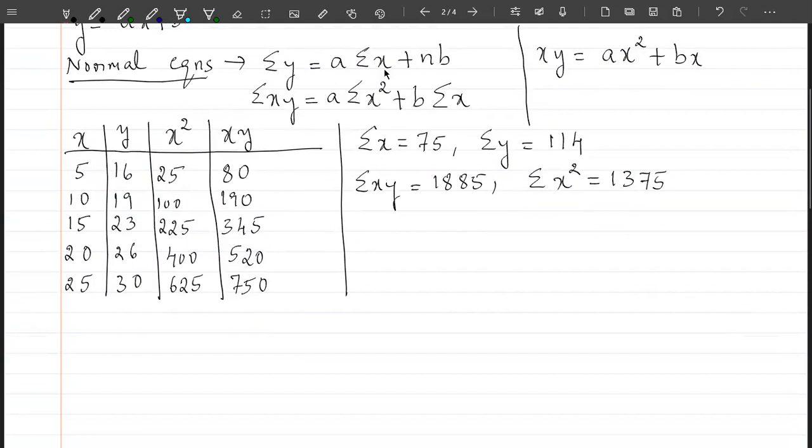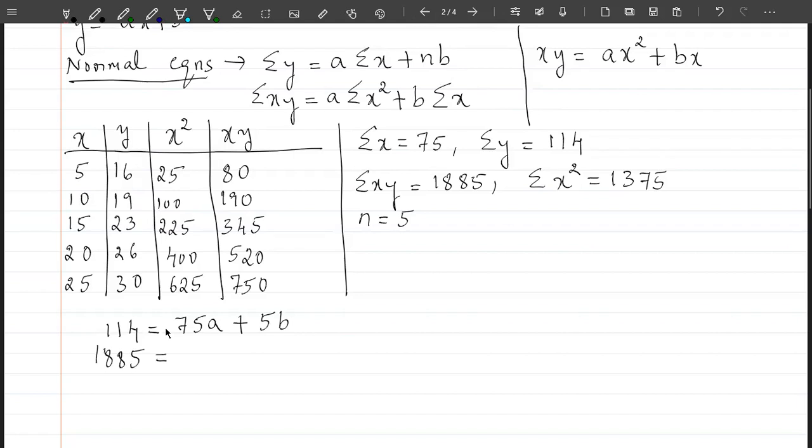So first normal equation is summation y, that is 114 equal to a summation x, that is 75 into a plus n into b. What is n here? N is the number of values of x and y which are given to you. So 1, 2, 3, 4, 5. There are 5 sets of values for x and y. So n is 5 here. So it is 5b.